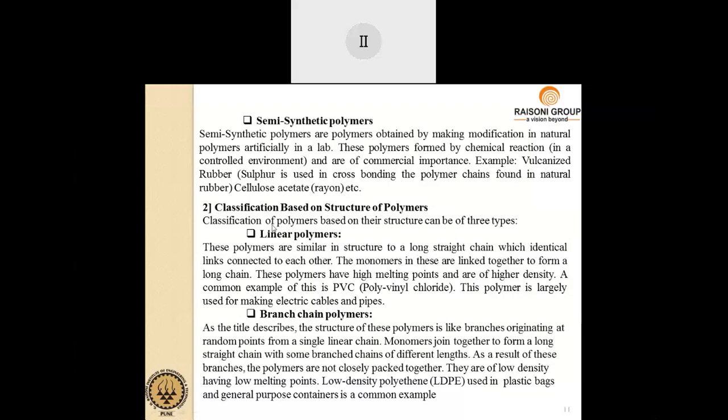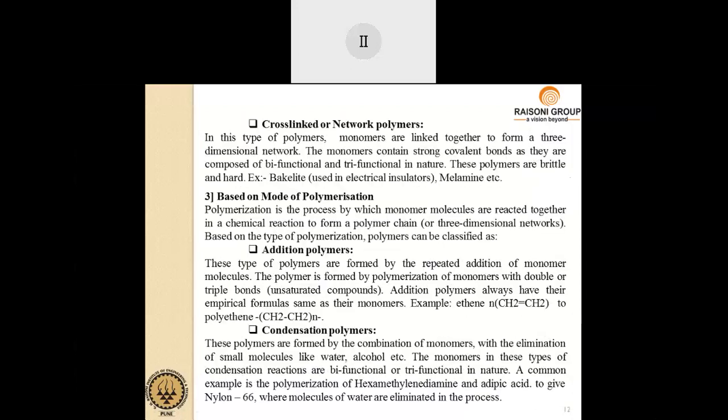So the next classification is based on the structure of polymers. As per the structure of polymers, we can classify our polymers. This classification based on structure of polymers can be of three types: first is linear polymers, then branched-chain polymers, and cross-linked or network polymers.